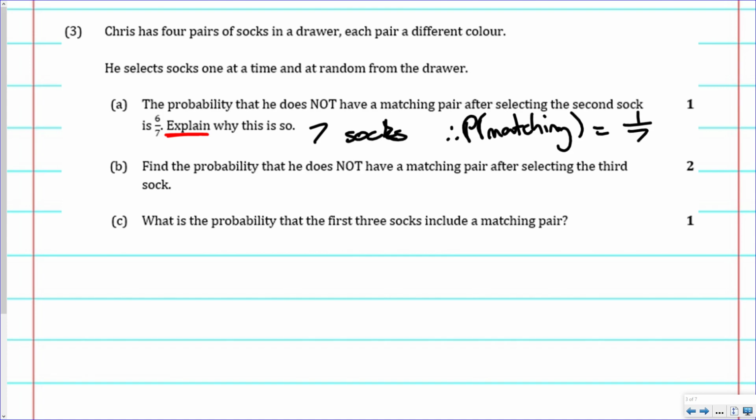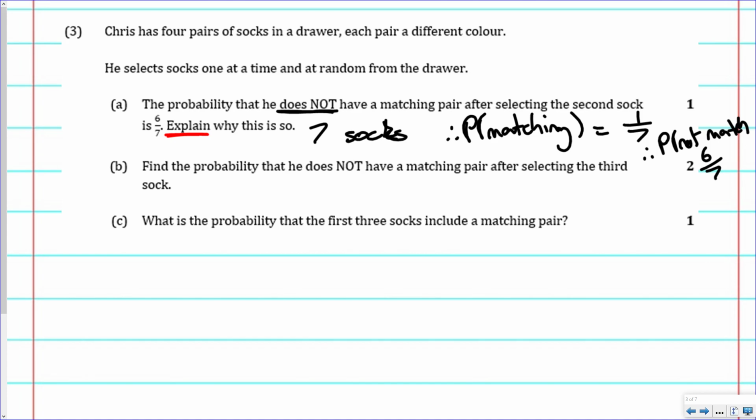Say there were all these different colors. Say if you took out a red sock, there's only going to be 1 red sock left out of the 7 that are in total. So therefore the probability of not matching, because we've got to read the question carefully, find the probability that it does not match, would equal 6 over 7, because it's the opposite. 1 minus 1 over 7. These are just complementary ones together.